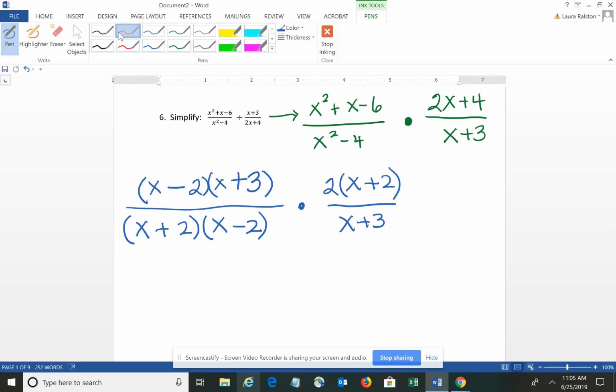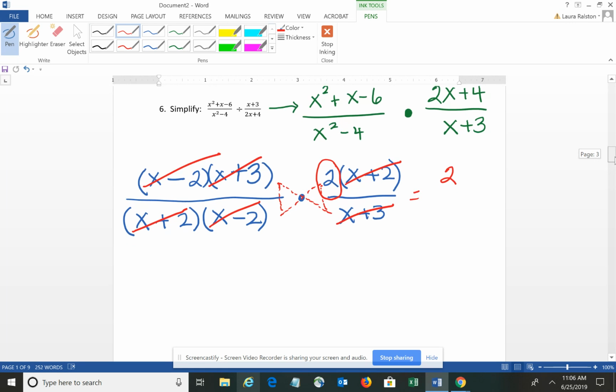And then we use a process which I call simplify on the bow tie. So if you look diagonally, you have x plus 3 in the numerator, x plus 3 in the denominator. If you look on the other diagonal, you have x plus 2 in the denominator and x plus 2 in the numerator. If you look vertically on top of one another, you have x minus 2 and x minus 2. And then on the other vertical, there's nothing to simplify. So the only thing that's left when you're done simplifying is 2. So the answer in simplified form is 2.